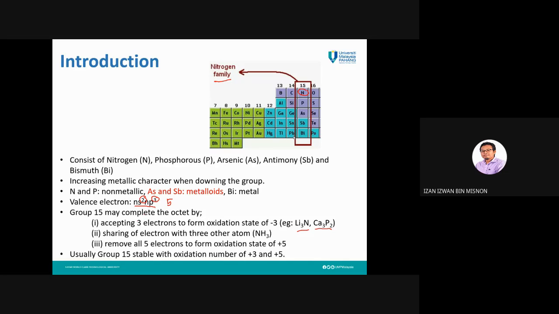The second way to complete the octet is by sharing electrons with 3 other atoms. An example here is NH3. And the third way to complete the octet is by removing all 5 electrons to form an oxidation state of +5. But usually group 15 will be stable with oxidation numbers of +3 and +5.